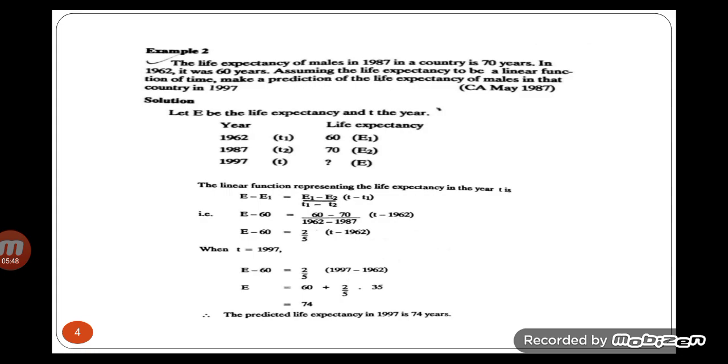If we apply the value of t, we will get the expected value. So for the year 1997, I am going to apply the t value as 1997. If I simplify it, I will get the answer 74. That is, the predicted life expectancy in the year 1997 is 74 years.